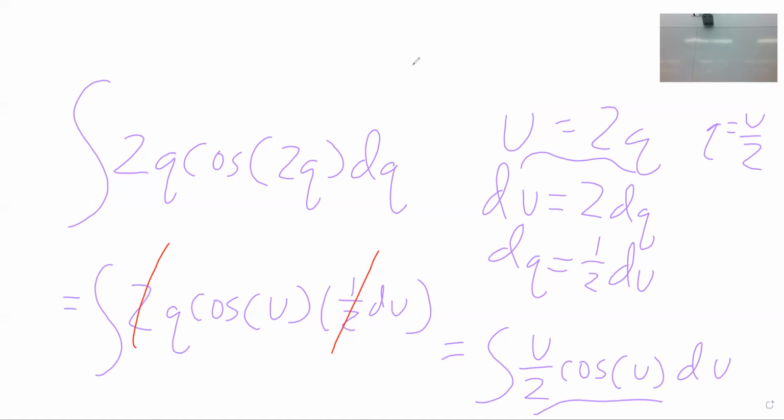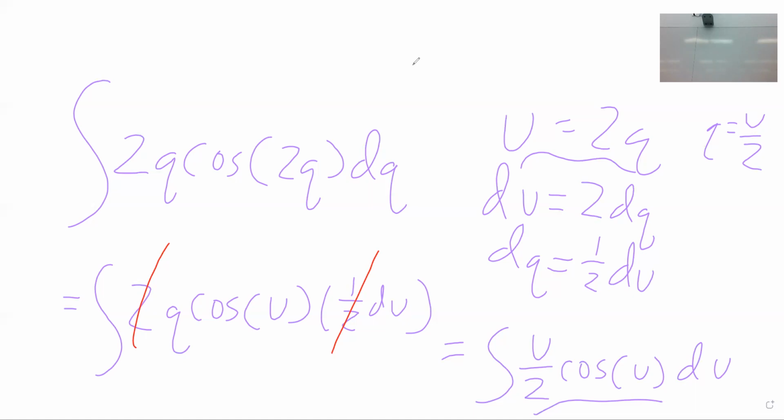u over 2 stays. But the u over 2 still depends on u, so that's part of the function which is being integrated. u is changing as this variable of integration. We can keep it as it is for now, and then we just solve.